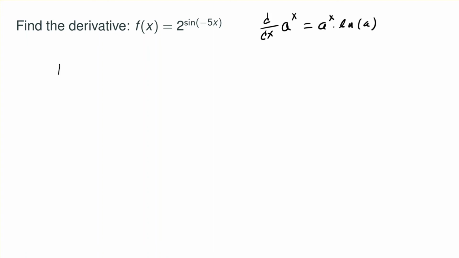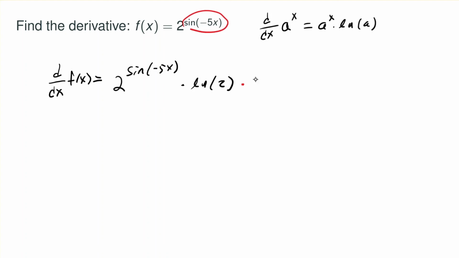So let's see. When I take the derivative of this function, we apply this exponential rule, which is we just copy what it is and multiply by ln of 2. So up to here is the same as this. But now here we have to multiply by the derivative of this argument by chain rule. So we have to multiply by the derivative of sine of negative 5x.